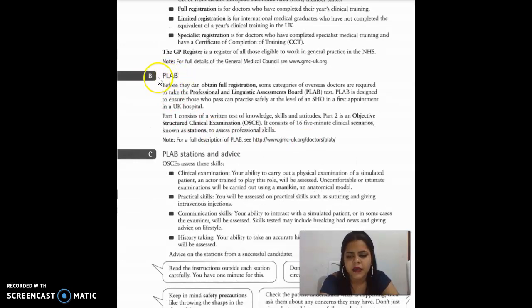B. Plan. Before they can obtain registration, some categories of overseas doctors are required to take the Professional and Linguistic Assessment Board test. PLAB is designed to ensure those who pass can practice safely at the level of an SHO in a first appointment in a UK hospital.